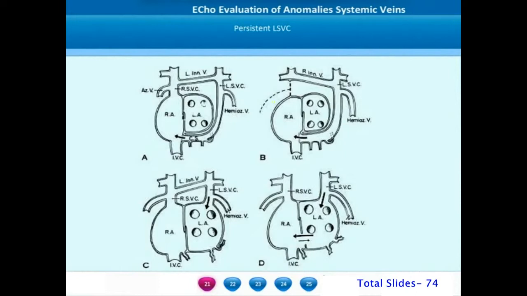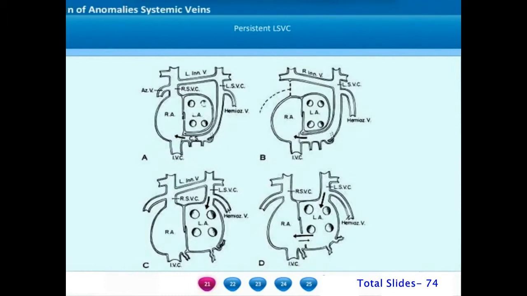Sometimes, the right superior vena cava can entirely become absent and the whole of the venous drainage from the upper half of the body will be through the left superior vena cava. Both the innominate veins will join to form this left superior vena cava, and the left superior vena cava will finally drain into the right atrium.